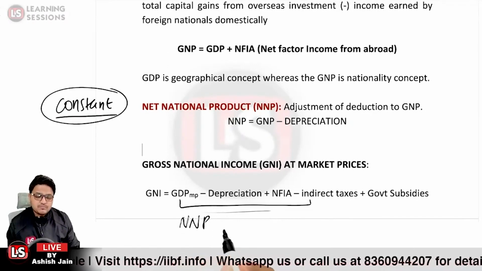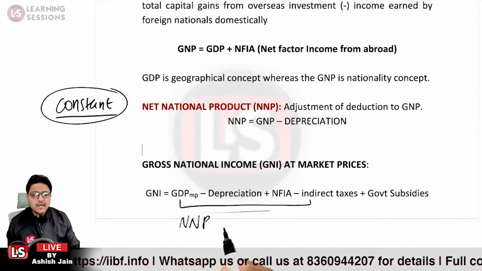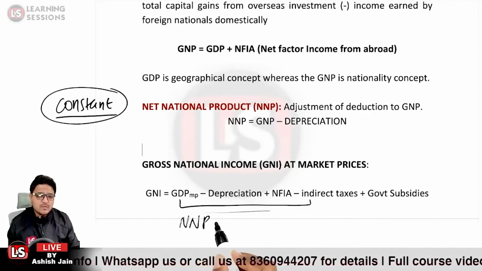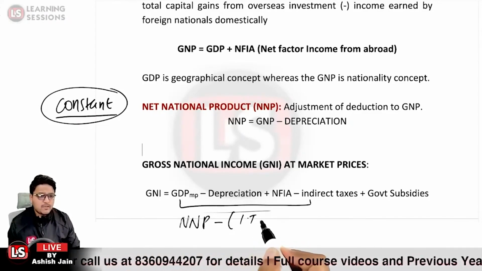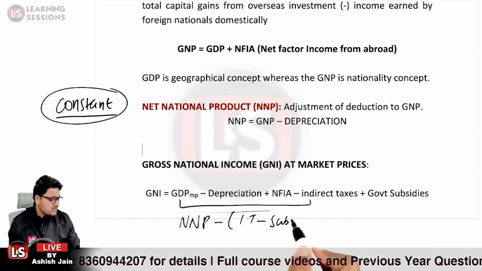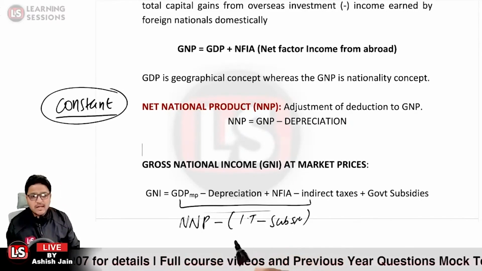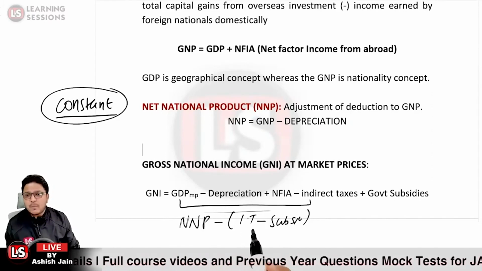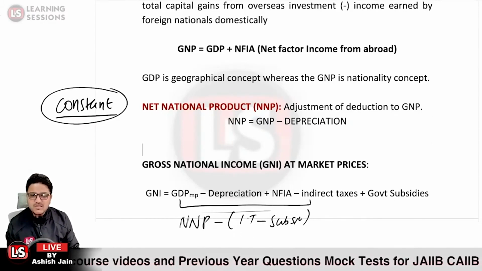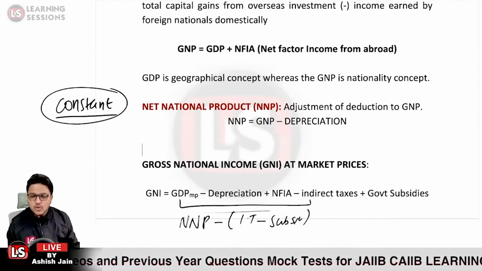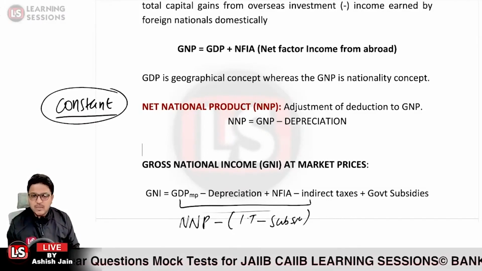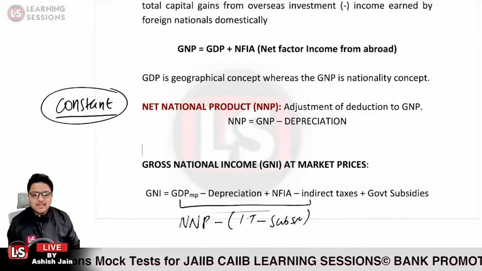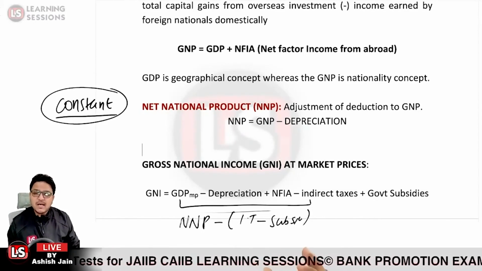And further, when we calculate the GNI at market prices, in that case we will be subtracting the indirect taxes and adding the government subsidies. We get the subsidy from the government itself, and taxes are to be paid to the government. Okay, you must understand the difference. The taxes are paid to the government, and if we get a subsidy, that will be credited to us.